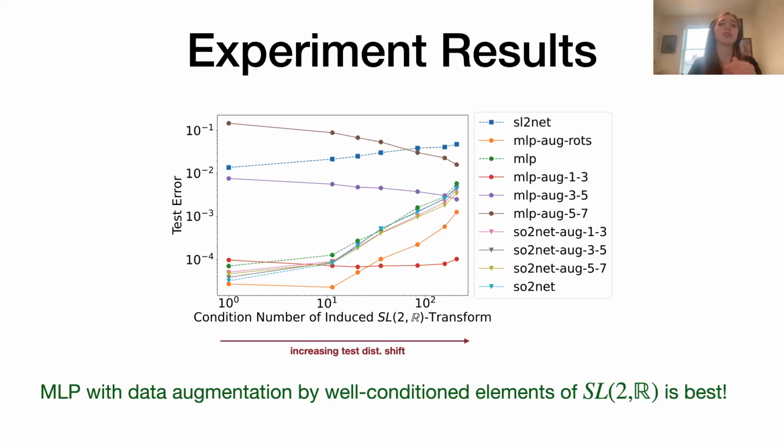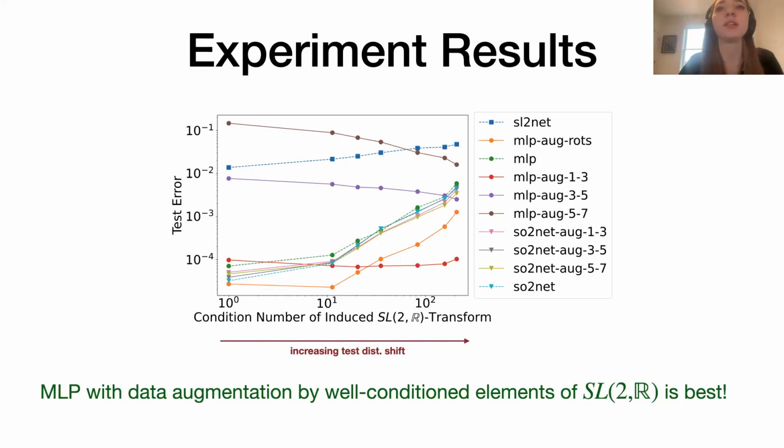which are conditioned with condition number in a certain range. Intuitively, they're stretching out. The change of variables is more dramatic the more you move to the right on the x-axis. So as you move to the right, you have increasing test distribution shift. I didn't include it, but there are some pictures where, when you apply this change of variables to a circle, the higher the condition number of the induced SL2R transform, the more the circle gets squished into a super long ellipse. So somehow the more you go to the right on the x-axis, the harder the distribution shift is.